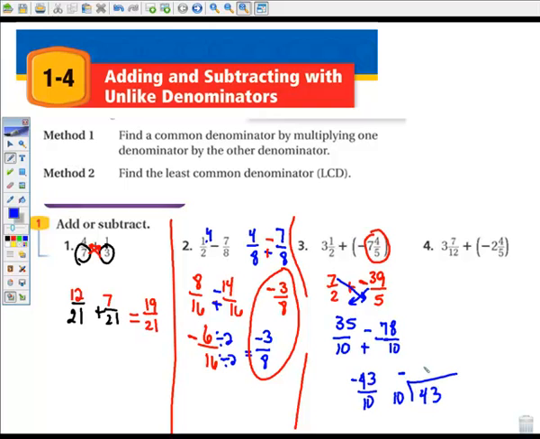Keep it negative. 10 divides into 43 4 times, and you end up with a remainder of 3, so it's 3/10. So again, you get the same answer. I prefer changing everything to improper just because it goes right along with our multiplication and our division problems, but again, the choice is yours.